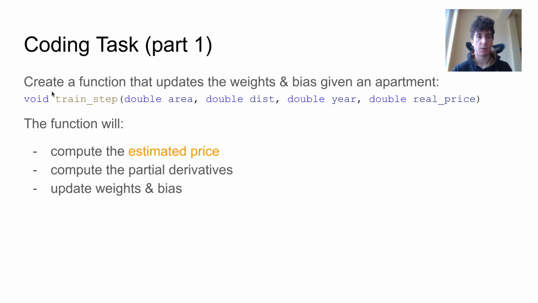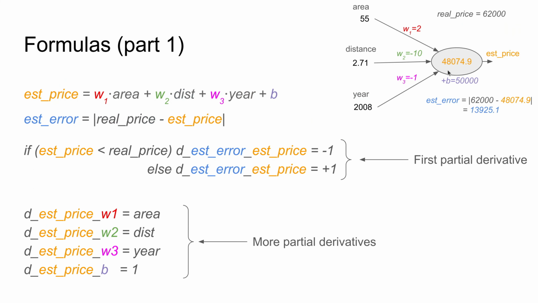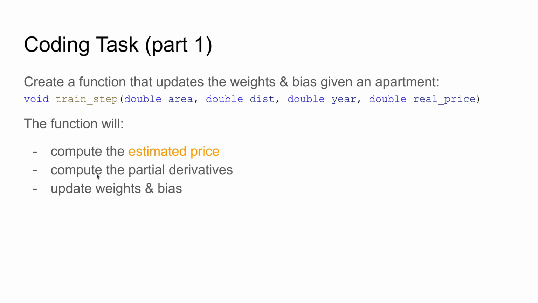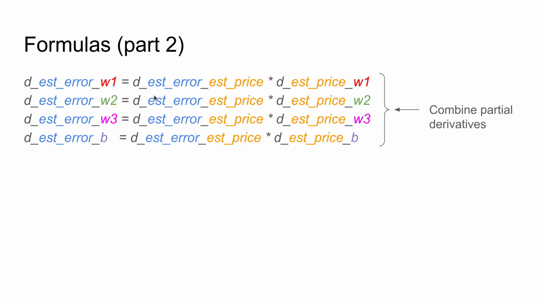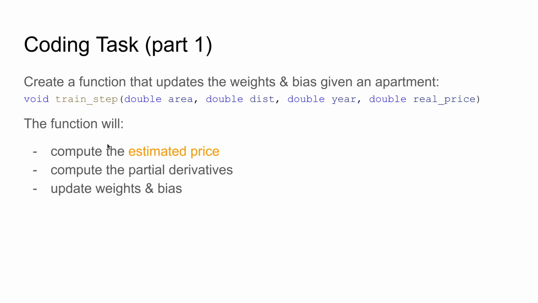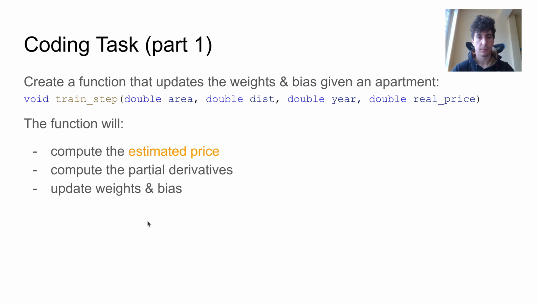So the next task is to write a function called train step with area, distance, year, and we also need the real price. The first step will be to compute the estimated price, so this one. Then compute all the partial derivatives: this one, these ones, and these ones. And finally do the update, this part. Now pause the video and try to write the function.